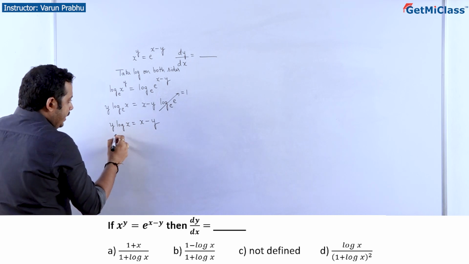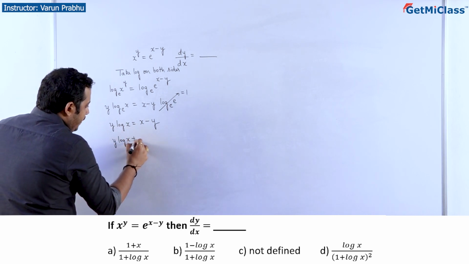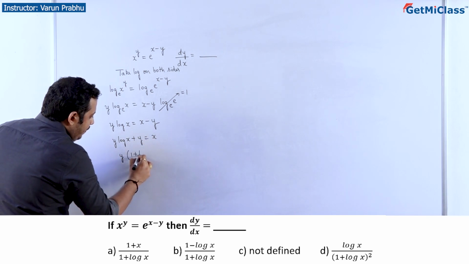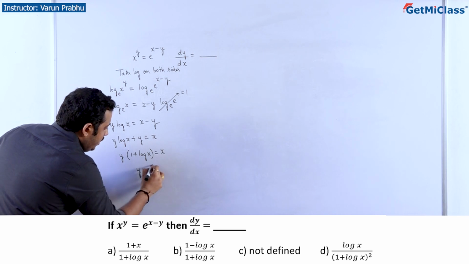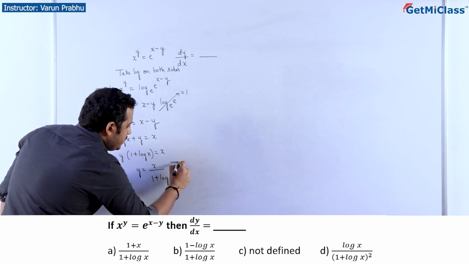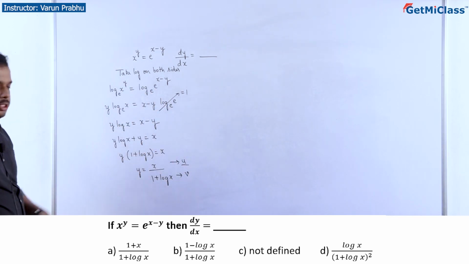So I can say y log x plus y, that is equal to x. Take out y common, 1 plus log x, that is equal to x. So y is equal to x divided by 1 plus log x. So this is clearly of the form u by v, now apply the u by v rule of differentiation.